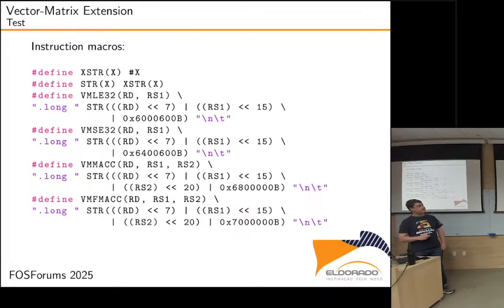So the same STR macros, and then one macro for each instruction. You can copy paste from the previous and just change the mask. The only difference is that the arithmetic ones have a second RS2 argument, and then you just need to add the RS2 register here. Tell me when you are ready.